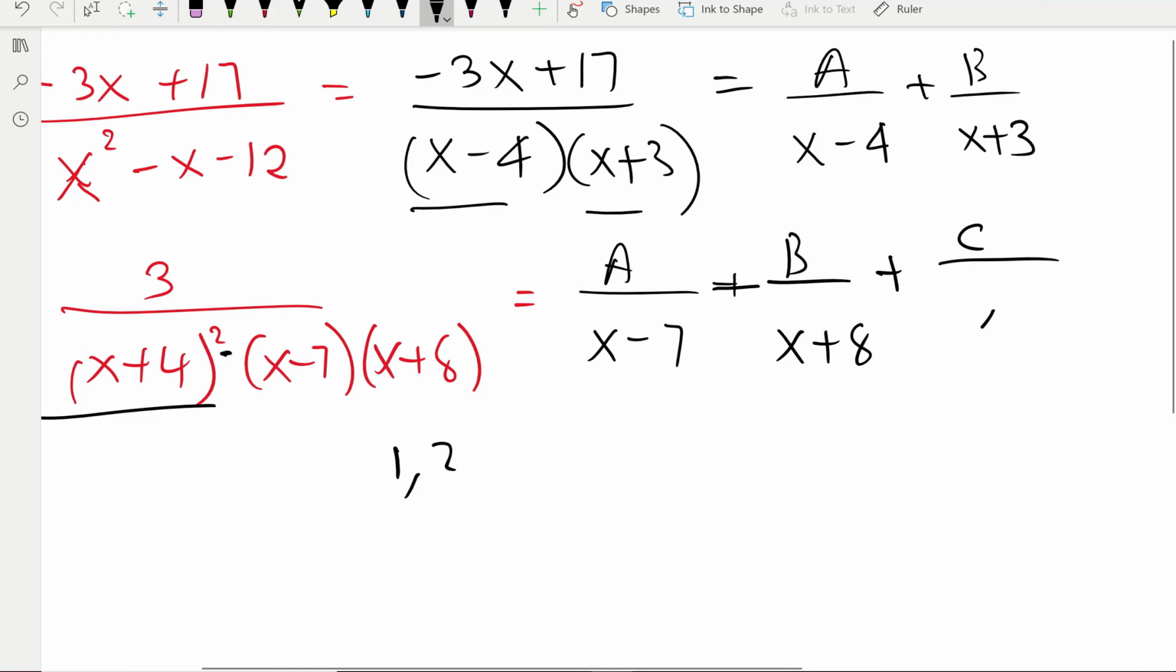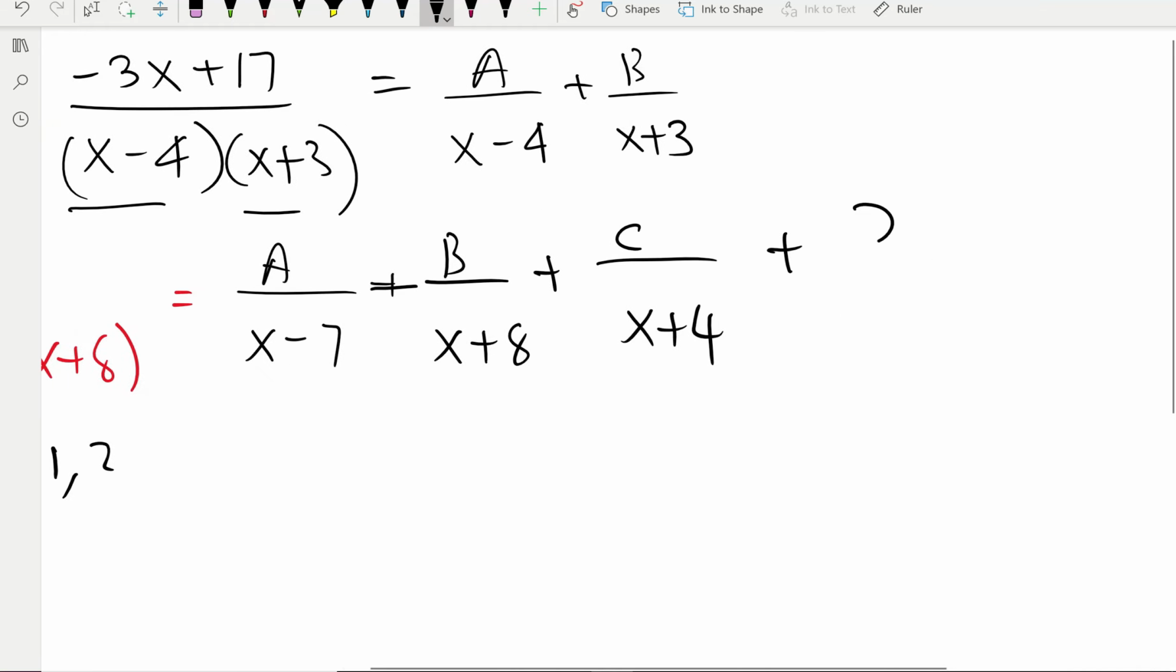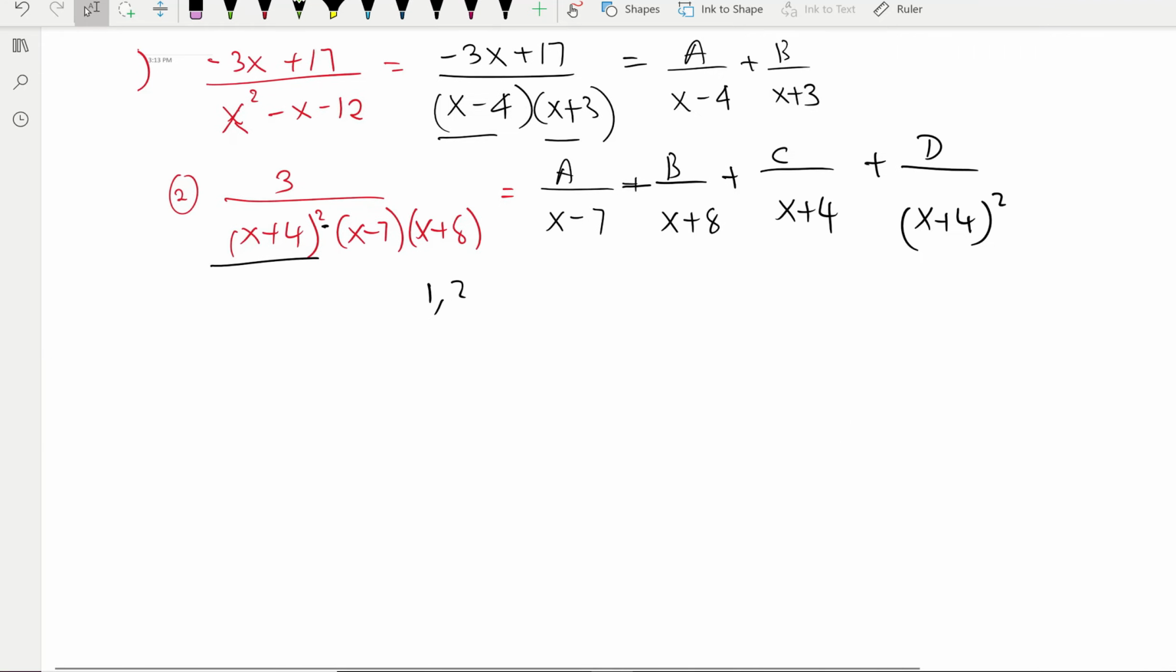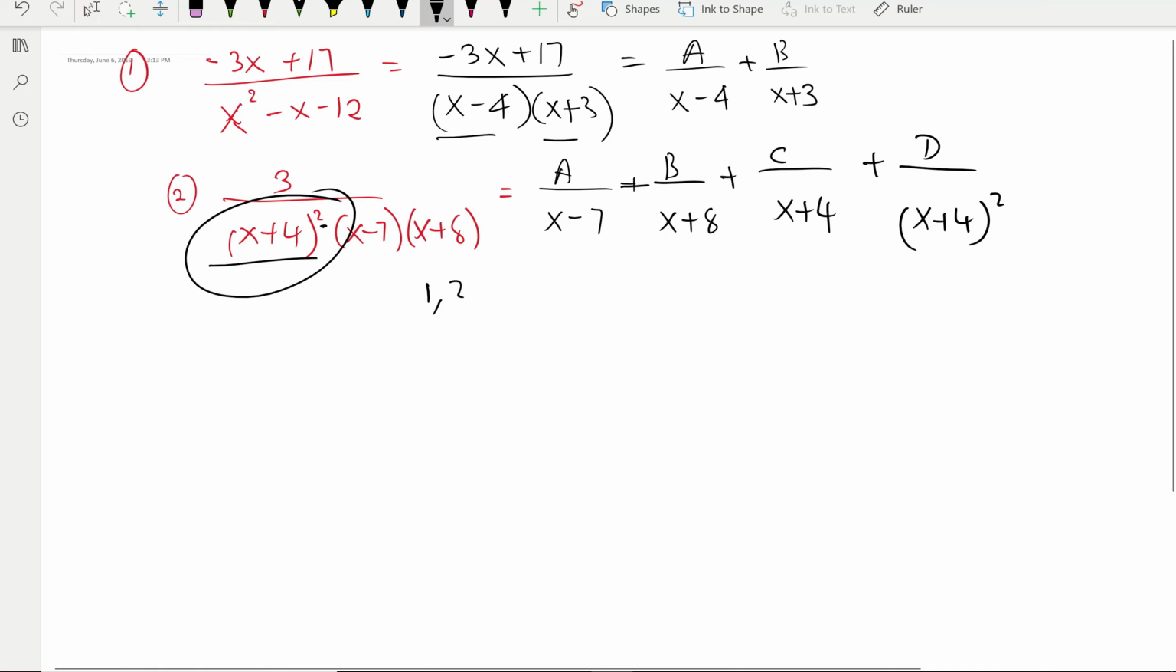Alright, and for x plus 4, so it's repeated 2 times, so count up to 2, 1, 2, so it's C over x plus 4 plus D over x plus 4 square. All right, so that's the decomposition. So we had a repeated factor here. Okay, all right, so third example.